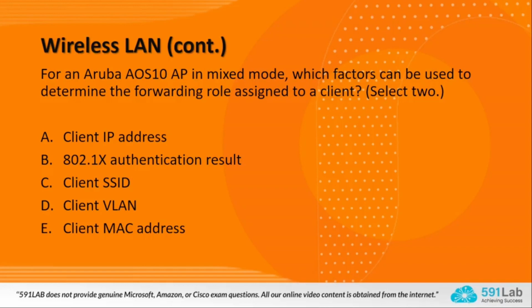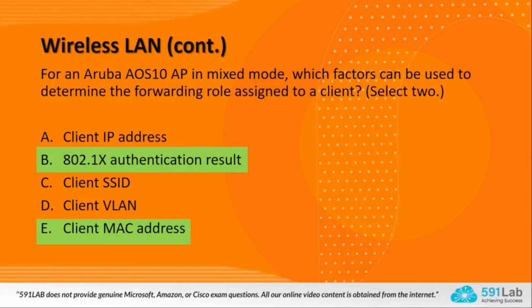This is wrong. Option D, client VLAN. The client VLAN is assigned after the forwarding role is decided, so it is not a factor to decide the forwarding role. This is wrong. Option E, client MAC address. Client MAC address is a user attribute that can be used to derive the user derived role. This is correct. So the correct answers are options B and E.